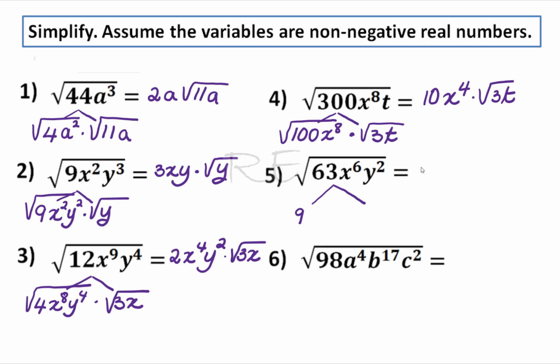63x to the 6 y squared. 9 is a perfect square multiplied by 7. X to the 6 is a perfect square, and y to the 2nd is a perfect square, even exponent. The square root of 9x to the 6 y squared is 3x to the 3rd y times the square root of 7.